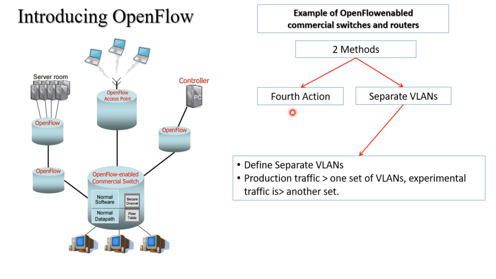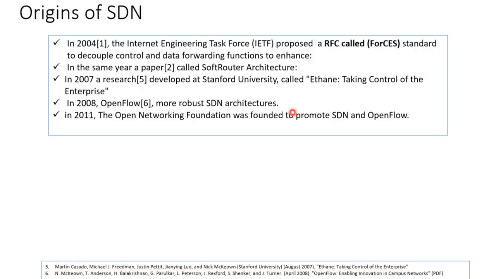And then we have the separate VLAN method. The separate VLAN method involves creating different sets of VLANs, which are virtual local area networks, for experimental and production traffic. Production traffic is assigned to one set of VLANs, and experimental traffic is assigned to another set of VLANs. This ensures that experimental traffic does not interfere with the production traffic. So this is the end of OpenFlow.